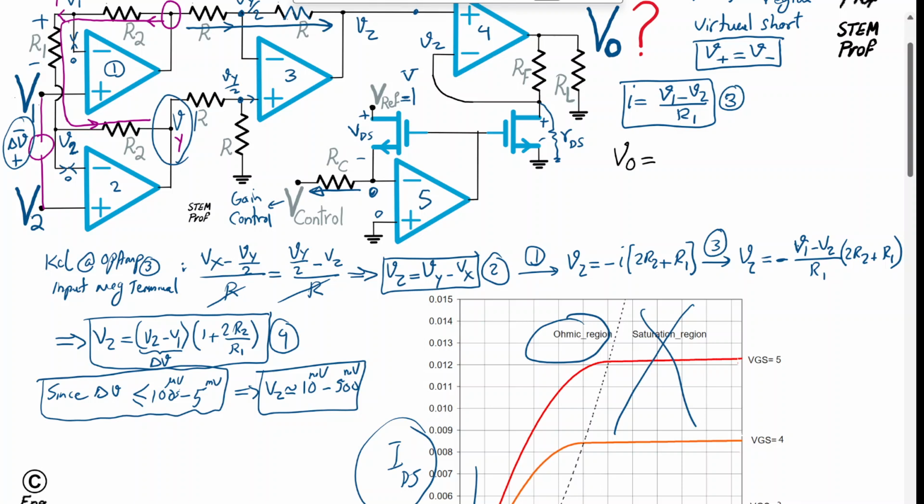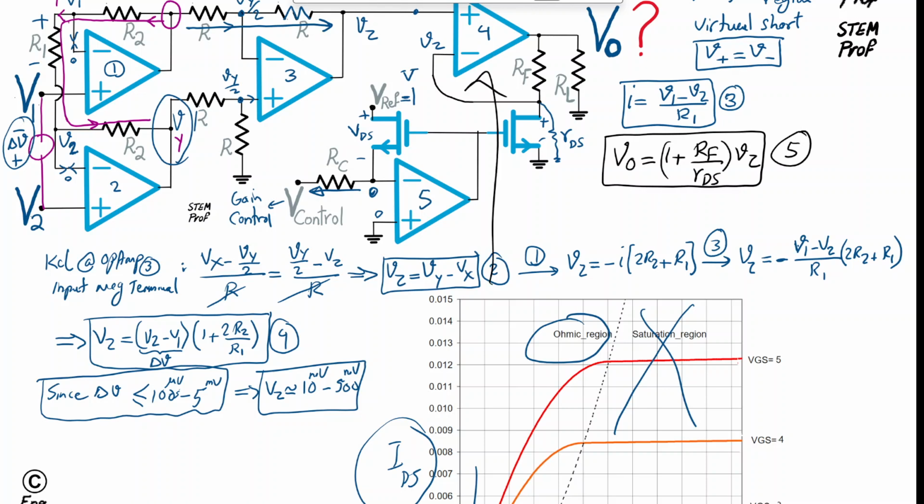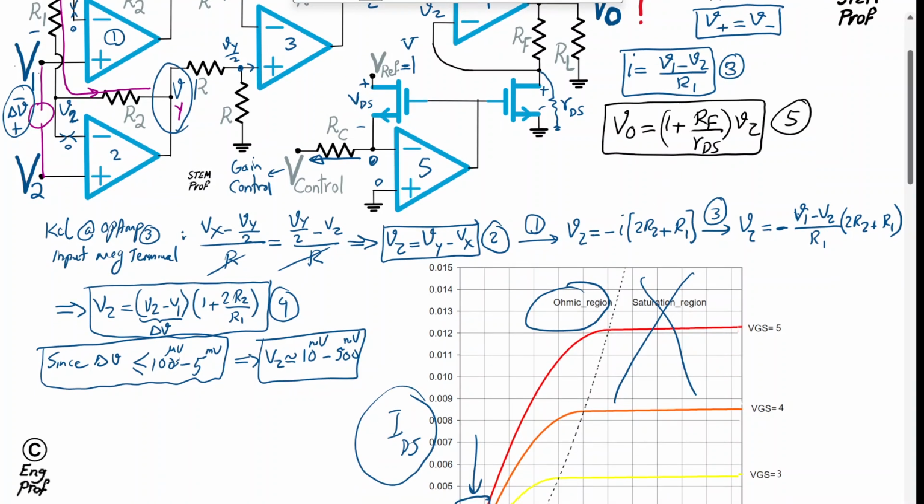Vout is simply, let's say, 1 plus RF divided by RDS, times VZ. So that is equation number 5, because of this non-inverting amplifier we have. The only thing I need to do, given that I already have in equation number 4 a clear relationship between VZ and delta V, or V2 minus V1, which are the input voltages, is that the combination of 4 and 5 gives me the Vout as a function of delta V.